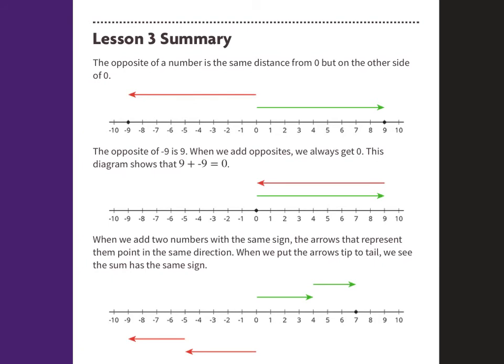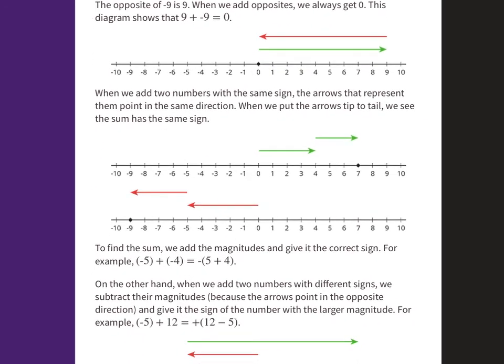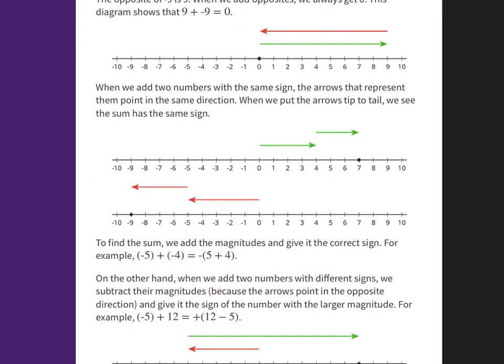When we add two numbers with the same sign, the arrows that represent them point in the same direction. When we put the arrows tip to tail, we see the sum has the same sign. So in other words, a positive plus a positive is a positive. Okay, we have already known that. It also works for negatives as well. A negative plus another negative is going to be a bigger negative. To find the sum, we add the magnitudes and give them the correct sign. For example, negative 5 plus negative 4 is negative 5 plus 4, and that is negative 9.